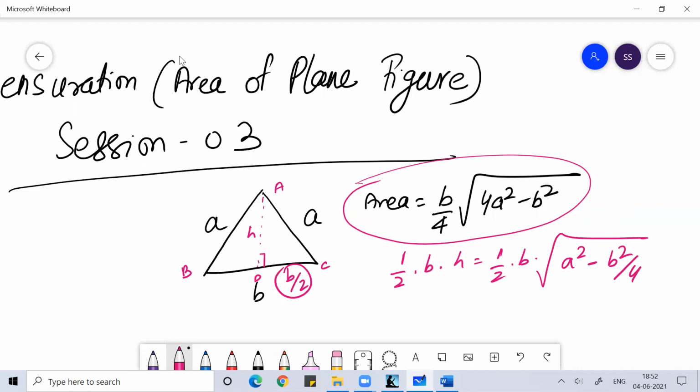So this we proved also, you remember. This altitude is also called a median. You remember what is a median? Median always bisects the opposite side and divides the triangle into equal areas. Apollonius theorem. What is Apollonius theorem? AB square plus AC square will be equal to 2 times AD square plus BC square. This is Apollonius theorem if AD is the median.